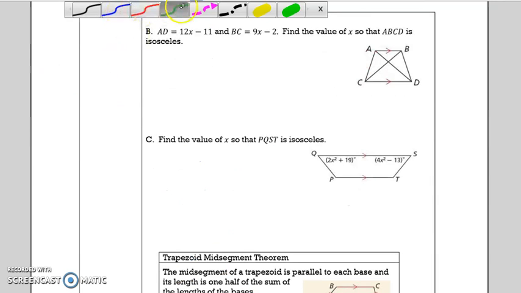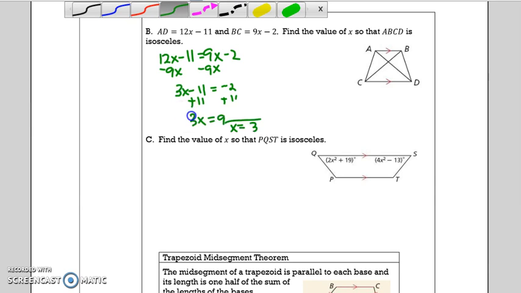Page 21, at the top here, we are given AD, which is this diagonal, and BC, this diagonal. The diagonals are equal, so we can go ahead and set 12x minus 11 equal to 9x minus 2 and solve. 3x minus 11 equals negative 2, add 11. So 3x is equal to 9, which means x is equal to 3. And it wanted us to just find x, so we are done.